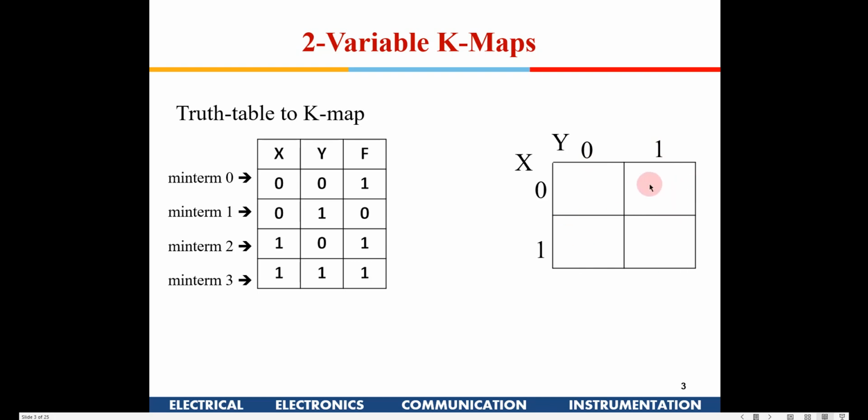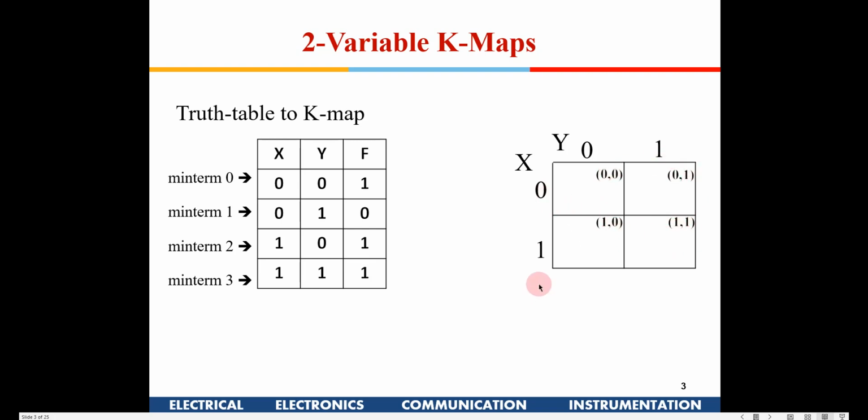So in all we get 4 different boxes. Each of them will represent one min term. So this is going to be 0 0, which is min term 0, and this is 0 1, min term 1. This is 1 0, so it becomes min term 2. And this is min term 3. So all the min terms have got a unique position in this table.